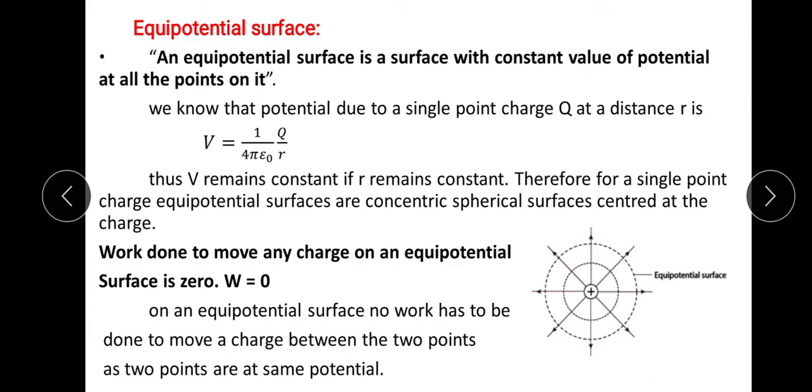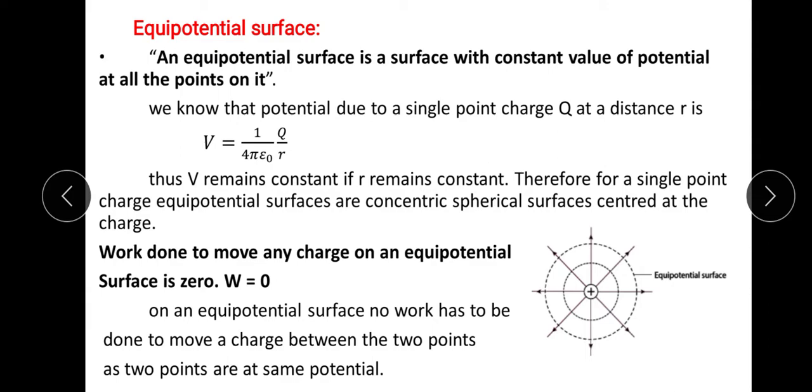Now, let me write an equation for potential due to a point charge. The equation is V is equal to 1 by 4 pi epsilon naught into Q divided by R. We know that this 1 by 4 pi epsilon naught is a proportional constant, and the value of this potential V depends only on the magnitude of charge and the distance of a point from that charge. Suppose the magnitude of charge is fixed, then the value of potential depends only on the distance of that point from the charge, that is on R.